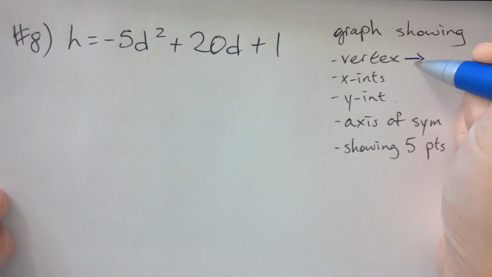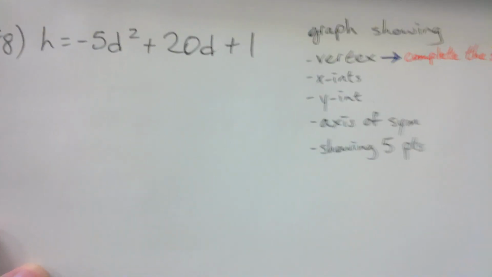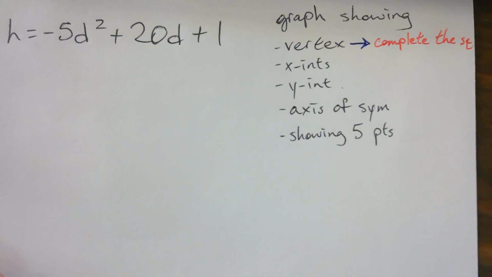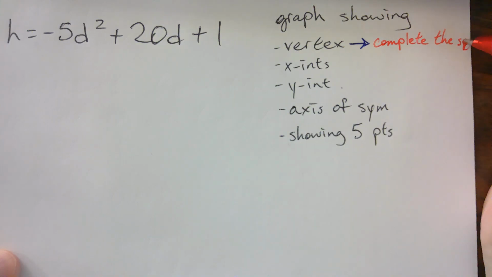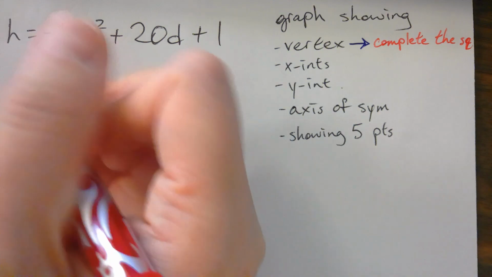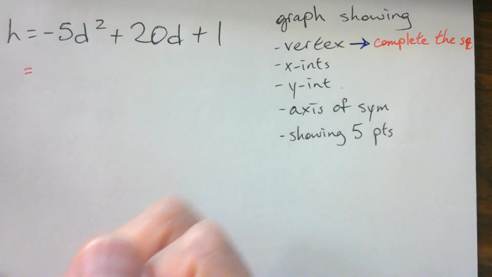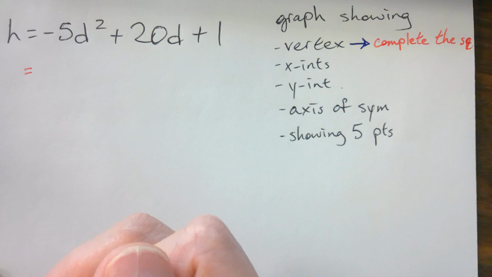vertex. If I want to find a vertex, what does it mean I have to do? Complete the square. So let's do that first. Complete the square. First step, is this in standard form? Yes. Second step, I have to factor the a out of the first two terms.